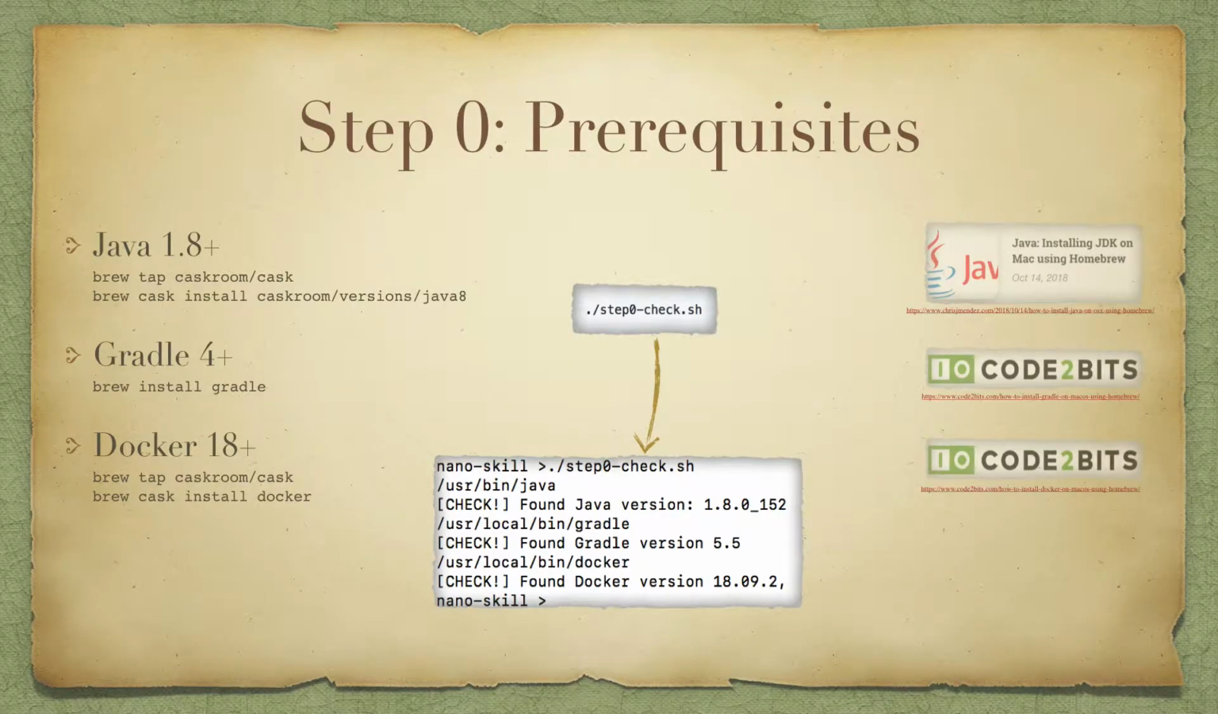Let's look at Step 0, Prerequisites. We need to have Java, Gradle, and Docker installed. Docker daemon must be running. If you are missing any of these, please follow instructions provided on this slide to install. You can find all related installation links in the README file.